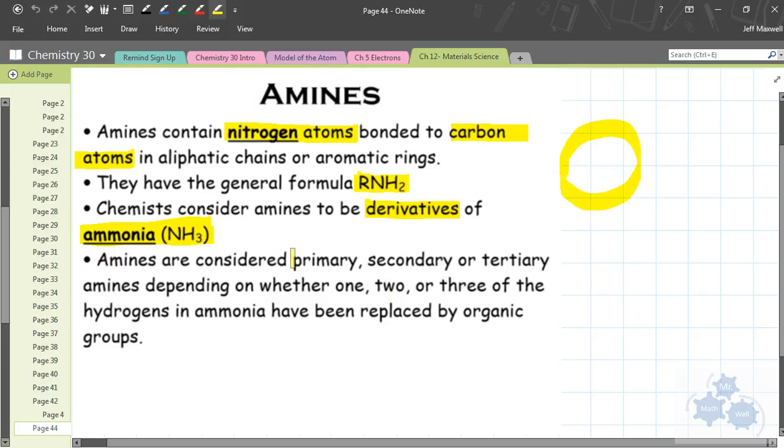If 1 hydrogen has been replaced, so it's just RNH2, we've got a primary amine, and so on. Secondary with 2 hydrogens replaced. Tertiary is the word that you often will hear in organic chemistry, meaning 3, and that's if the 3 hydrogens have been replaced by organic groups. I'll let you copy this whole thing down.